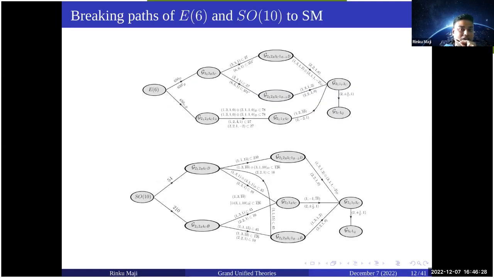In our work, we have thoroughly analyzed all the breaking chains starting from E6 and SO(10) through one and two intermediate steps, with the left-right symmetry at least one intermediate stage. Here the notation is such that the subscript of calligraphic G refers to the gauge symmetry. Here the subscript 3L, 3R, 3C refers to the gauge symmetry SU(3)_C × SU(3)_L × SU(3)_R.